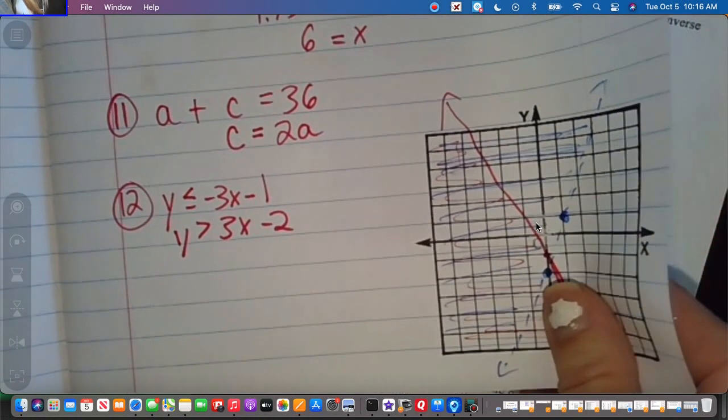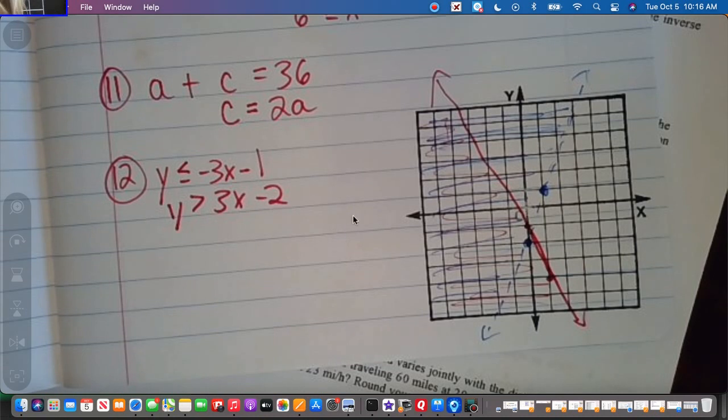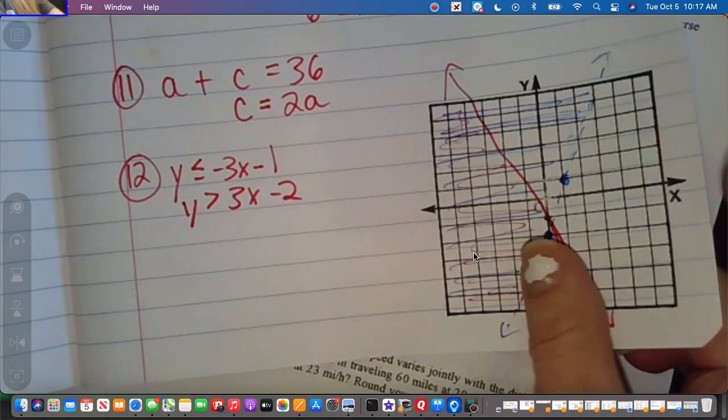Wait, on 12, where did they cross? Well, it doesn't matter where they cross. All it matters is the shading. Oh, so I just graph. Yeah, your answer is the graph. You don't have to put anything else other than your shading and stuff. Okay. Oh, I need to figure out.